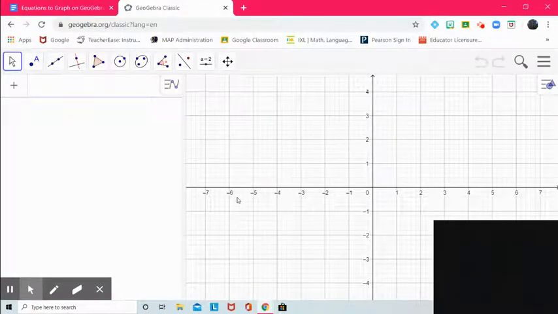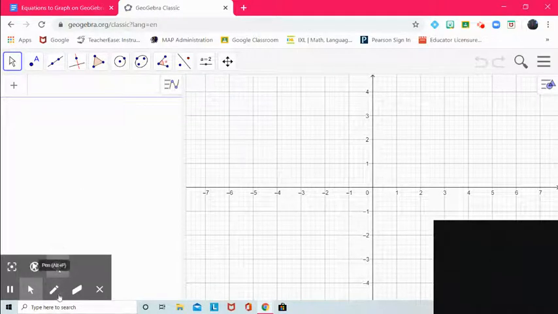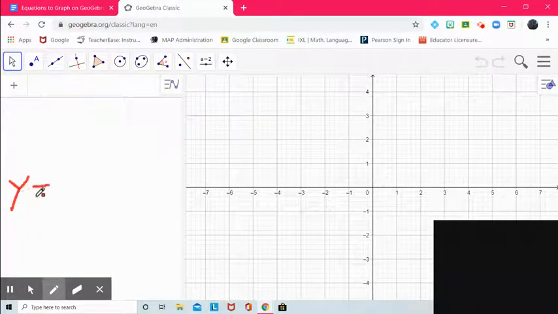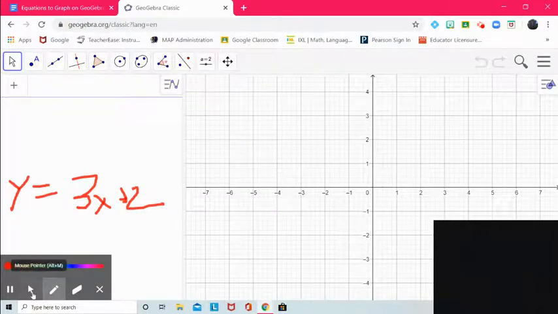Okay, so yesterday and the day before we left for Easter break, you identified all the parts and the different kinds in slope. Y equals mx plus b, m being the slope and b being your y-intercept. So today we're going to go ahead and graph them. The first line that you're going to get for homework is y is equal to 3x plus 2.